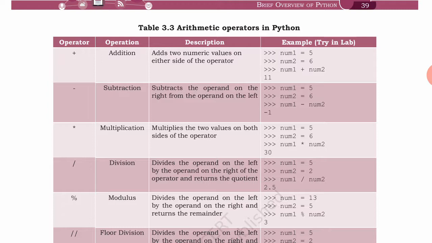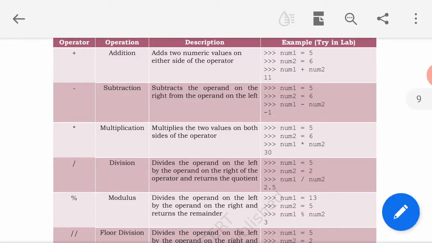मीन्स प्लस के दोनों साइड पे जो भी ऑपरेंड्स की वैल्यूज़ हैं उनको ये ऐड करेगा. num1 plus num2, 5 plus 6 it is giving 11. Similarly minus operator, subtraction operator, subtracts the operand on the right from the operand on the left hand side. num1 is 5, num2 is 6. num1 minus num2 it will give you minus 1.